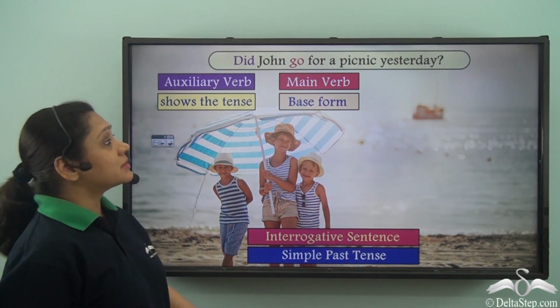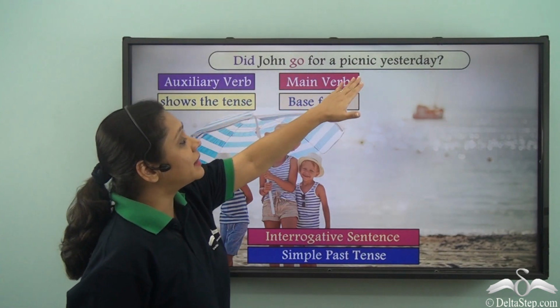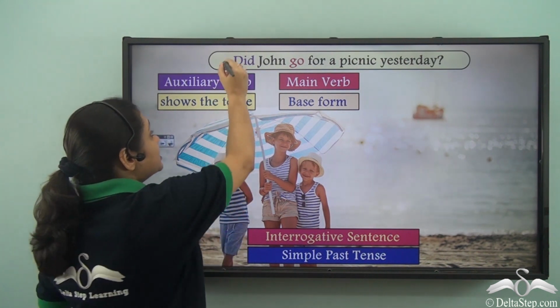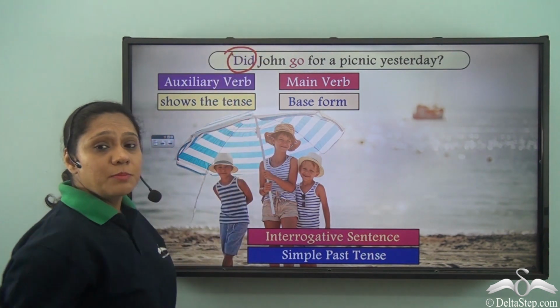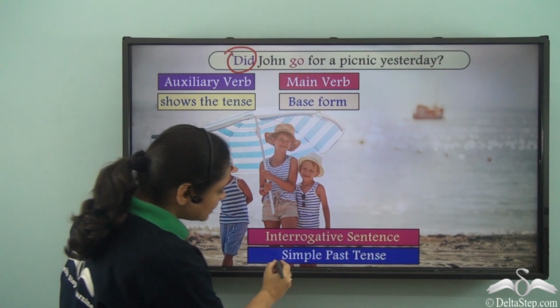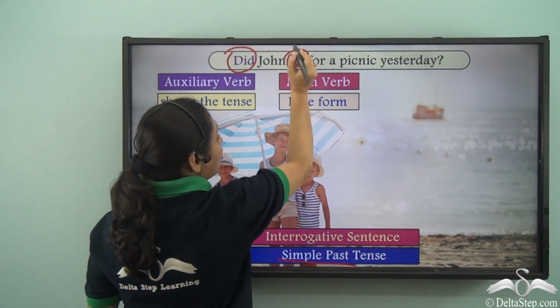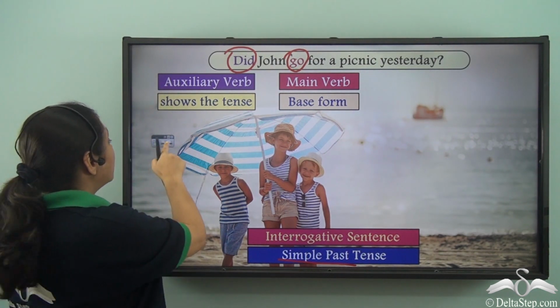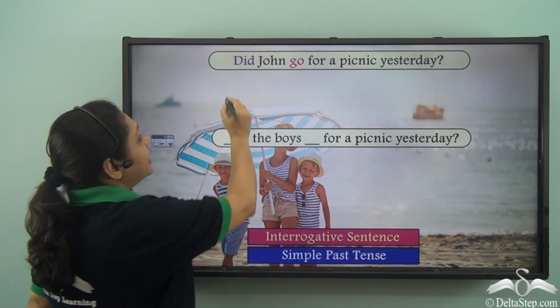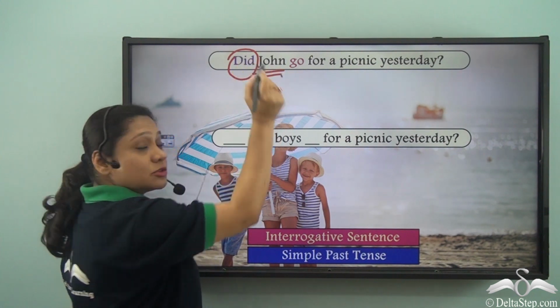What about this sentence? Did John go for a picnic yesterday? So did here is the auxiliary verb which shows us that the sentence is in the simple past tense and our main verb go is in the base form. Now we have used did with the singular subject John.